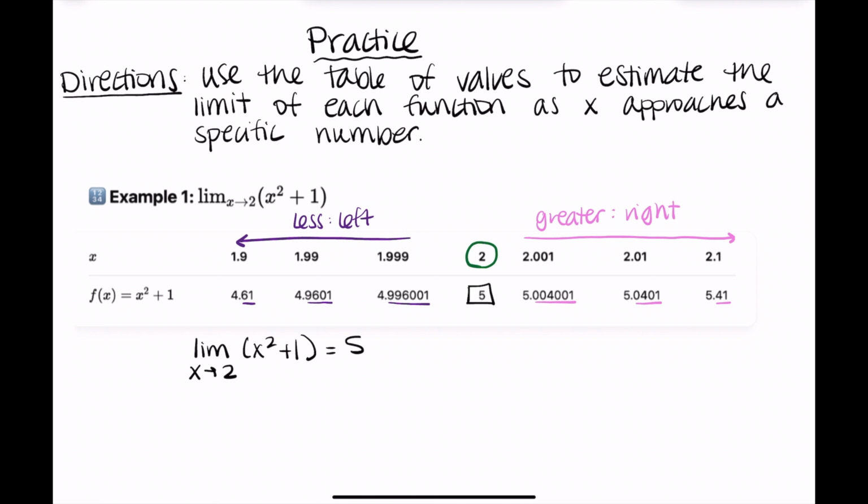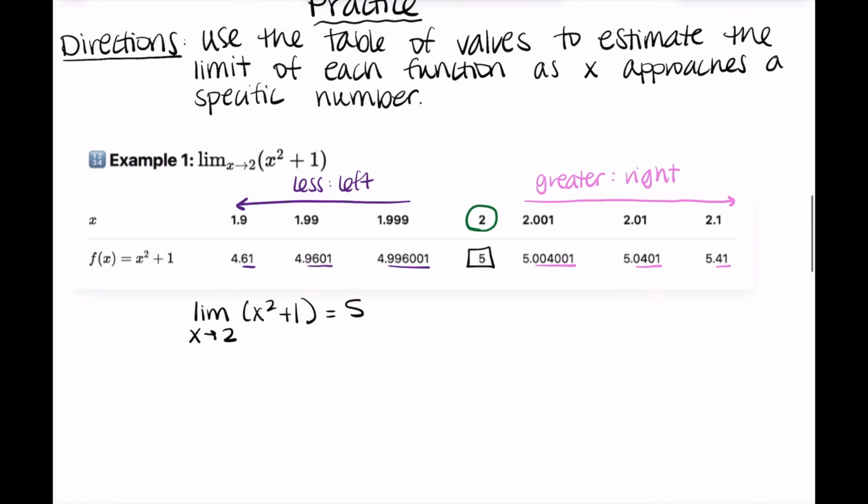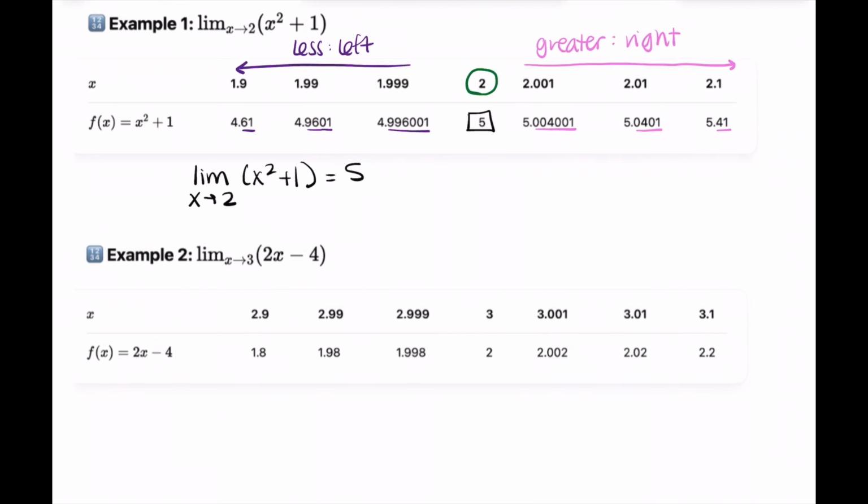So now we can see as we approach it from the left and from the right, the limit as x approaches 2 of x squared plus 1, it's getting closer and closer to 5. So that would be our answer for example 1.